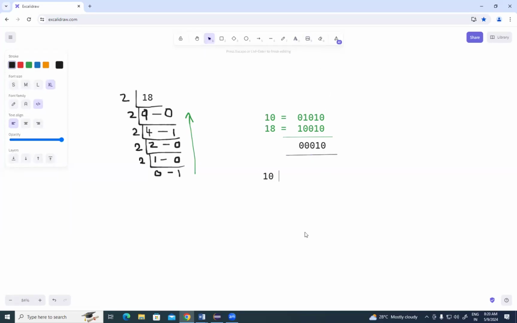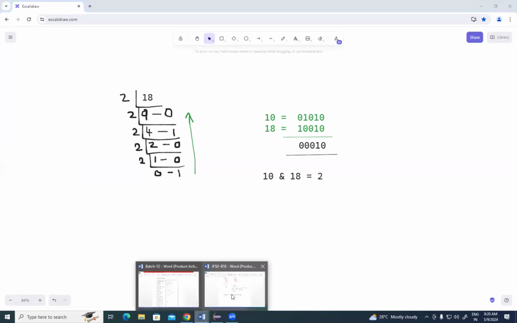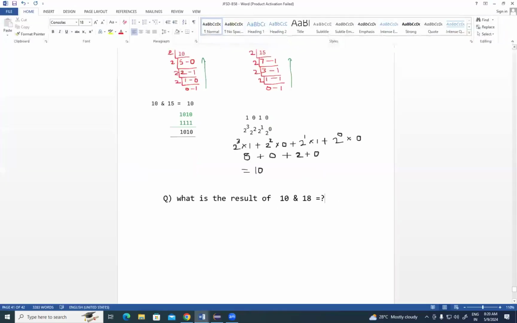Online folks, are you confused? Am I confusing in any way? No. Is it clear to all of you? Yes, clear. Very good. Folks, the answer for this question is 2. Am I clear? Very good.